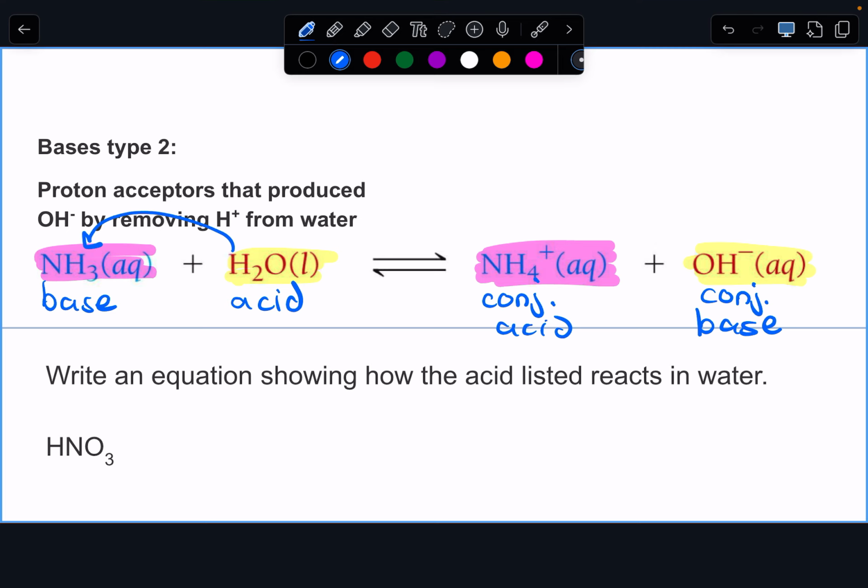But it'll also always be like the thing it's paired up with, right? Like the base turns into the conjugate acid, the acid turns into the conjugate base. So if you don't want to understand, you just want to memorize, there you go.